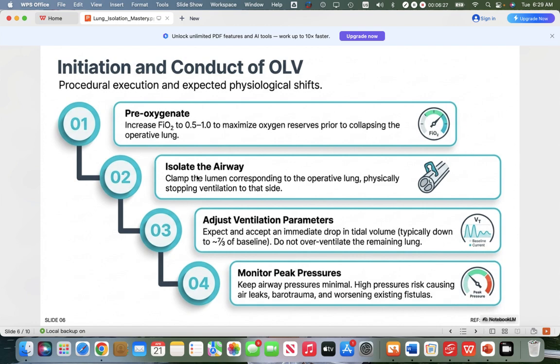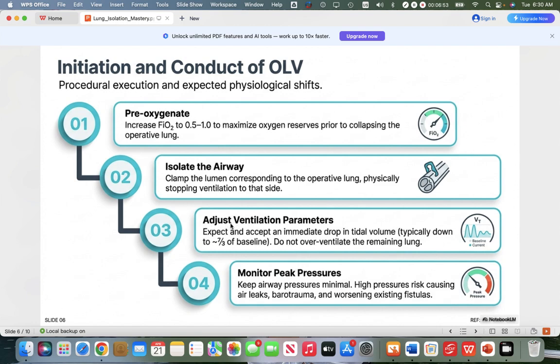Second, isolate the airway. Clamp the lumen corresponding to the operative lung. So we close the lumen to the non-dependent lung, physically stopping ventilation to that side. Then there will be no ventilation when you clamp the lumen of the non-dependent lung.